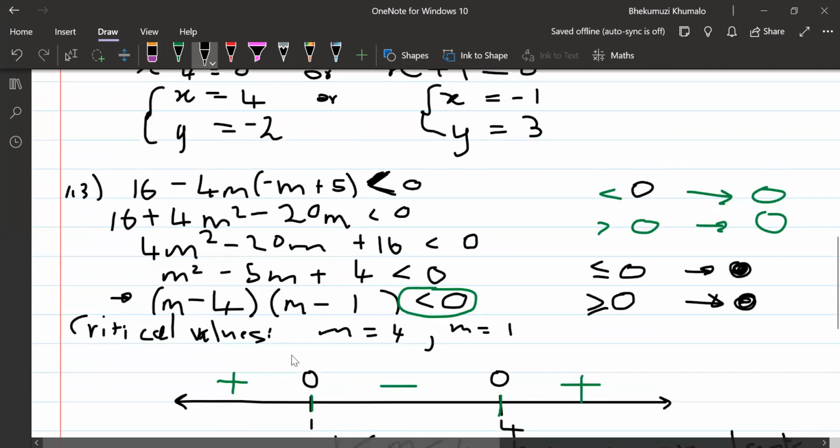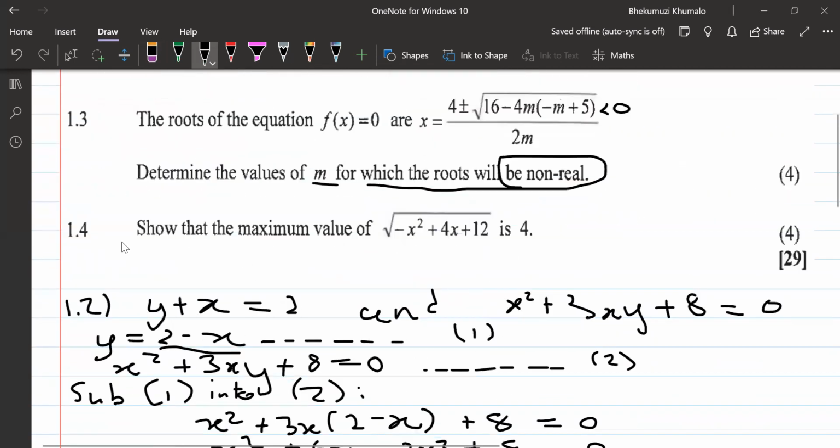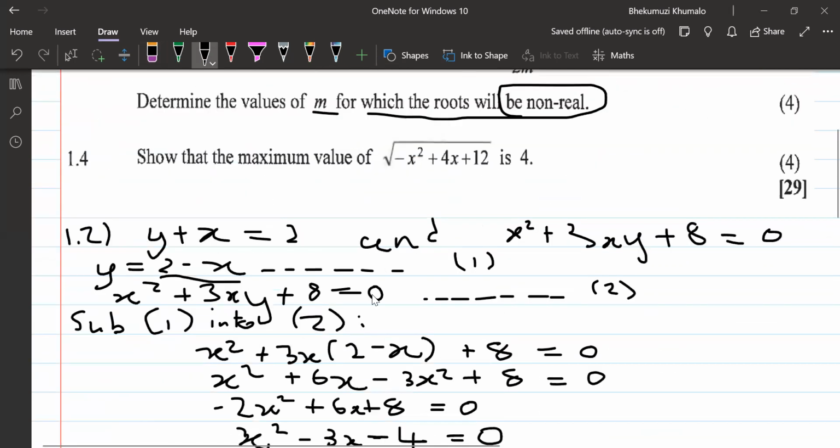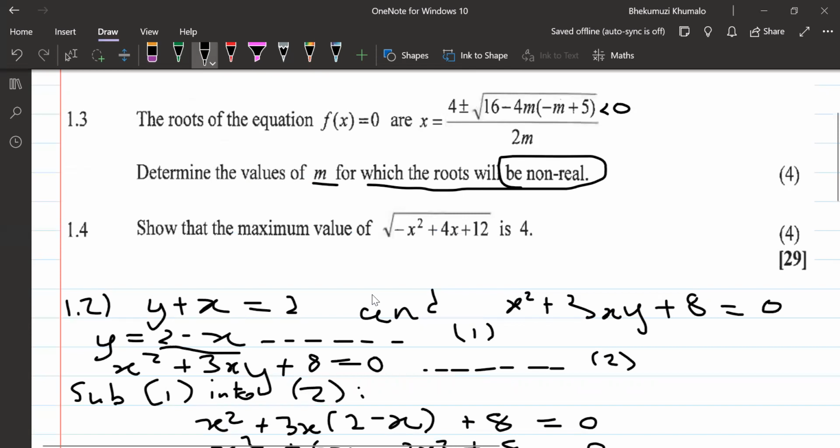Yeah. Okay. Awesome. And then 1.4. I think 1.4 is a bit more challenging. And usually the last question in question 1 is the most challenging one that you find. It says, show that the maximum value of the square root of -x squared plus 4x plus 12 is equal to 4. Now they say the maximum value, right? So the maximum value for this expression would be 4.